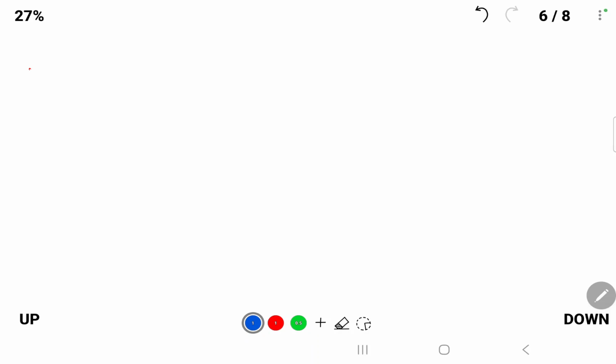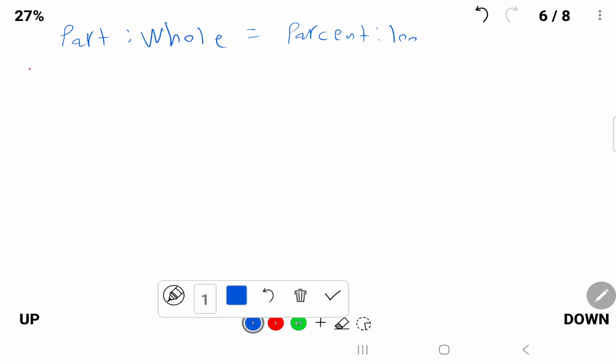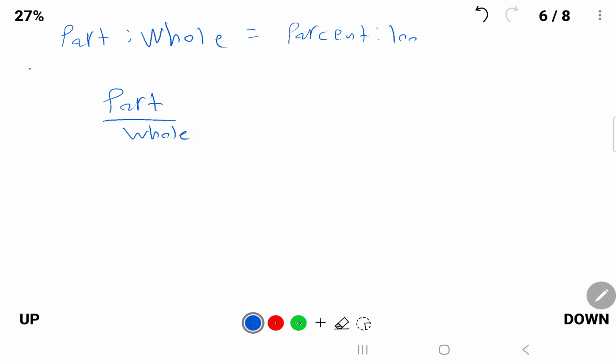Hello guys, in this video I'm going to explain to you percent proportion. Now in percent proportion, the ratio between part and whole is equivalent between percent and 100. So the equation we need to use is part over whole equal percent over 100.